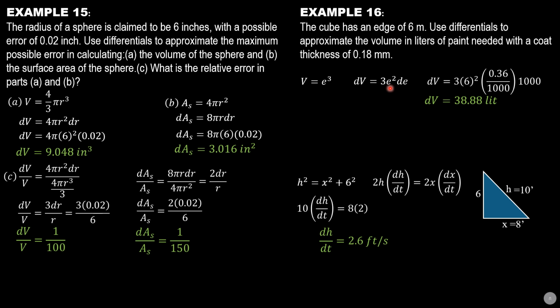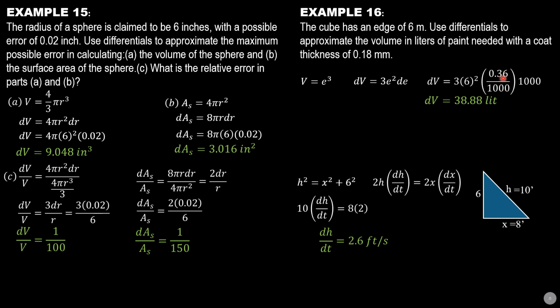Take note that the differential e is not 0.18 mm. This is the thickness of the coat. If you draw a cube, that's the thickness of the coat on one side, then another 0.18 on the other side. Therefore, the total error in the edge e is 0.36: 0.18 on that side, 0.18 on the other side. The whole dimension is e, and each side is just 1/2 of de. So de is equal to 2 times 0.18, or 0.36.